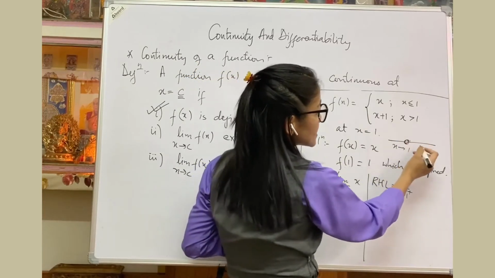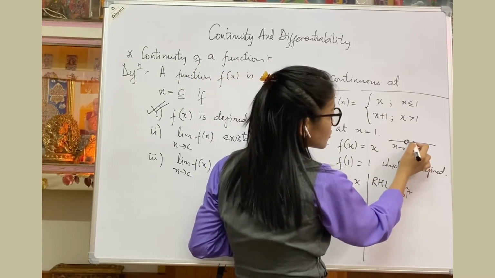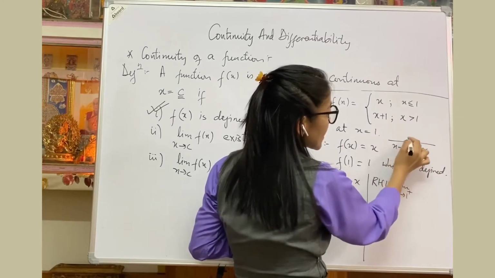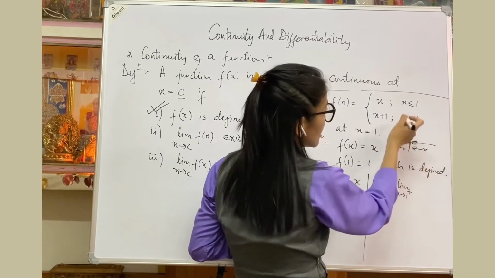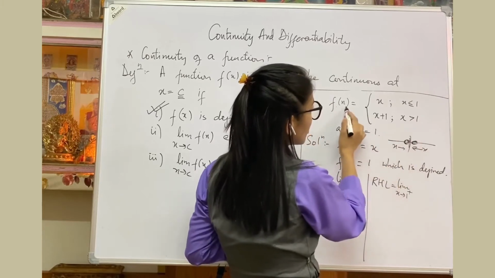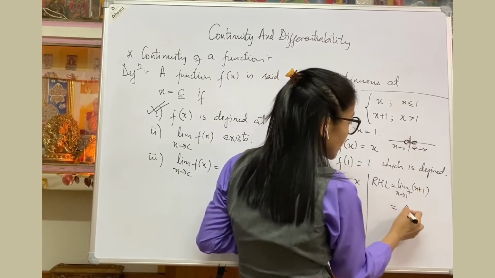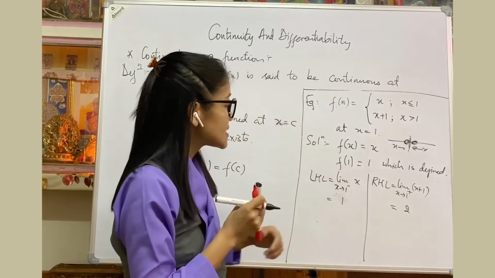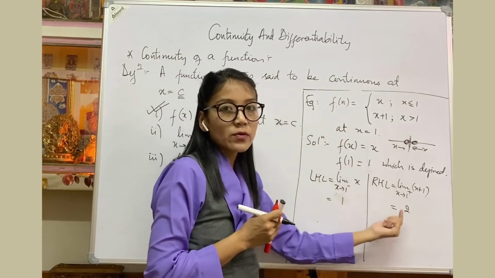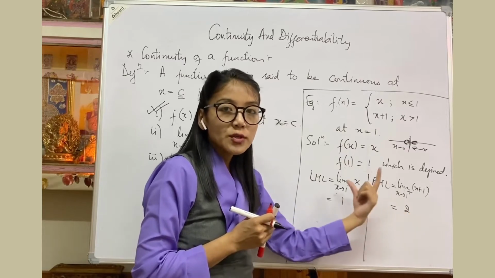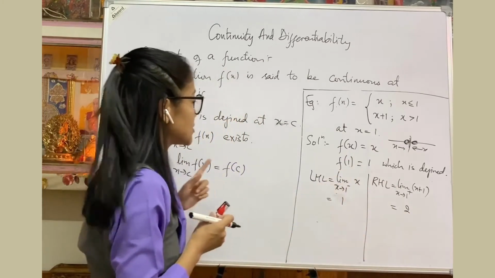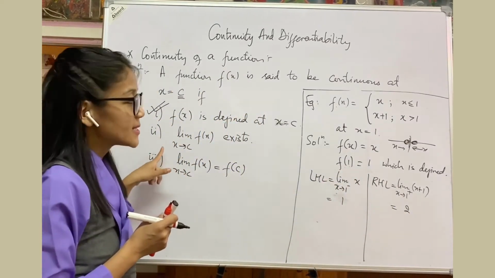For the right hand limit, x tends to 1 from the right hand side, so x is somewhere here, which means x is greater than 1. So when x is greater than 1, your function is x plus 1. So you put 1, and we get here 2. Now here we can see that the left hand limit is equal to 1, the right hand limit is equal to 2. So the limit of the function does not exist, which means it is not satisfying the second condition here.